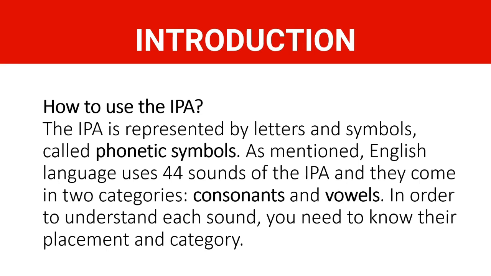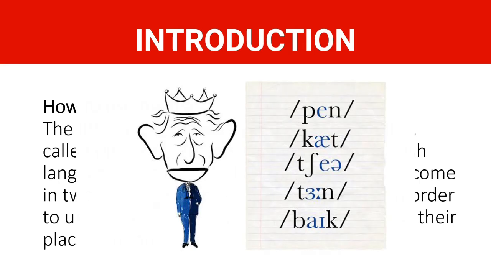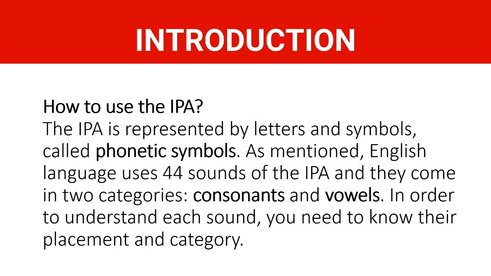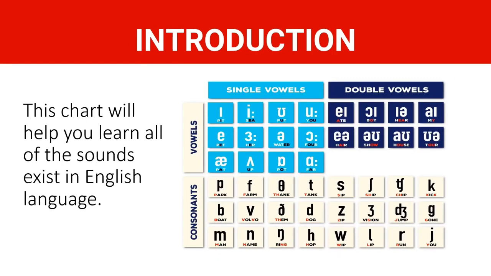The IPA is represented by letters and symbols called phonetic symbols. As mentioned earlier, the English language uses 44 sounds of the IPA and they come in two categories, consonants and vowels. In order to understand each sound, you need to know their placement and category. This chart will help you learn all of the sounds that exist in the English language. We have 20 vowel sounds and 24 consonant sounds.